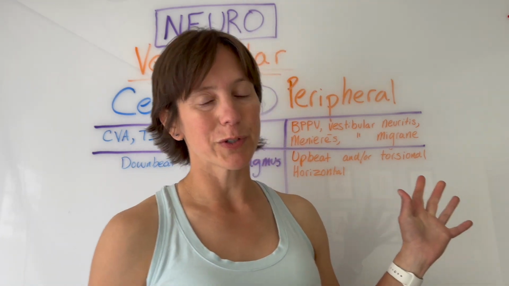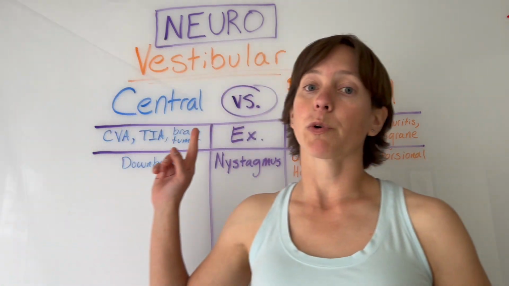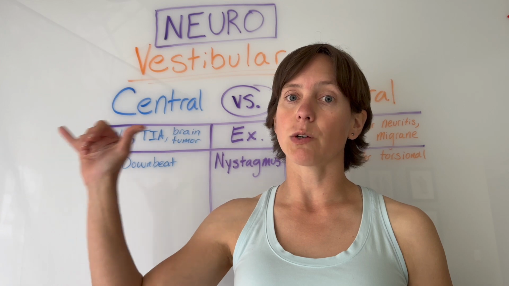Another component of nystagmus is the speed of which the eye twitches. In peripheral disorders, it's always going to be a fast and then slow motion, fast then slow. With central disorders, they will be at equal speeds.